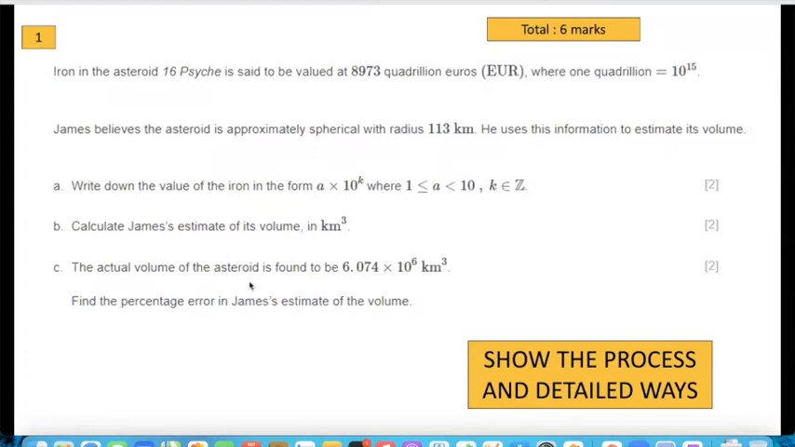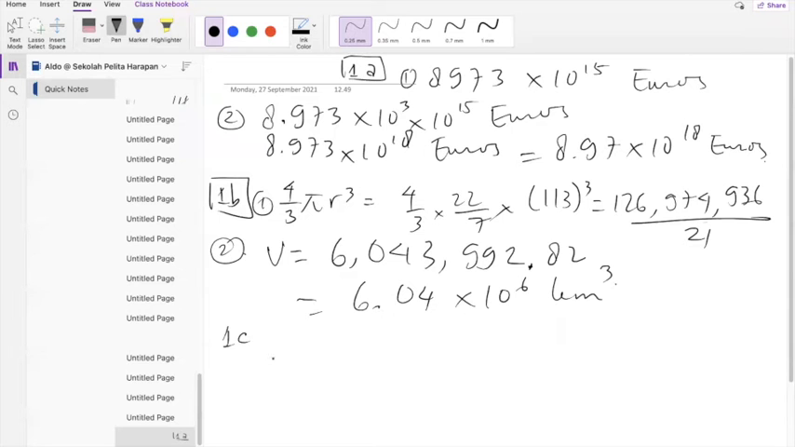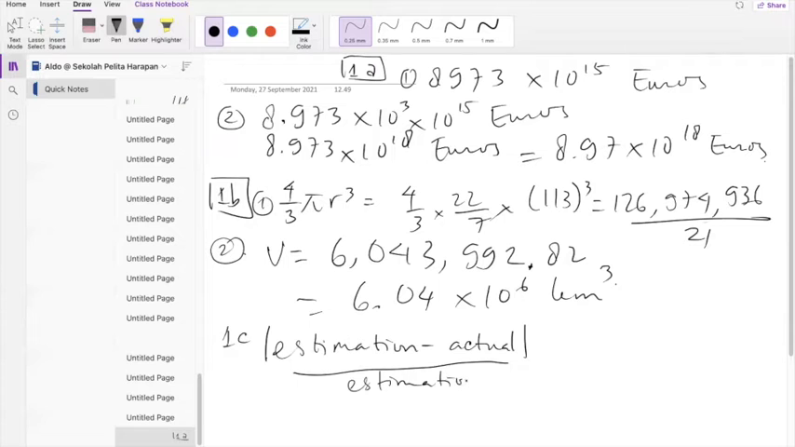Now 1C is actually asking this. The actual volume of the asteroid is found to be 6.074 times 10 power of 6 kilometer cube. Find the percentage error in James' estimate of the volume. Now, the percentage error is equal to the absolute value of, don't forget the absolute value, estimation minus the actual, over estimation, times 100%.